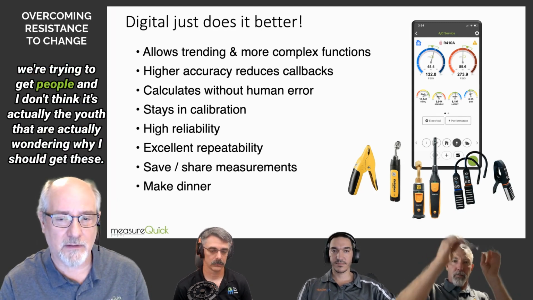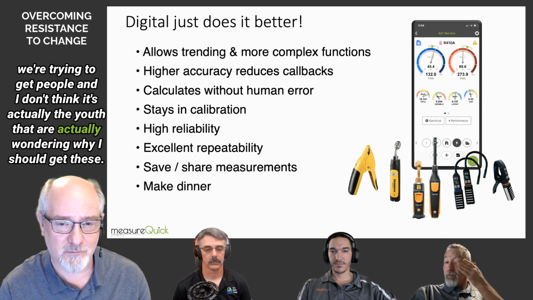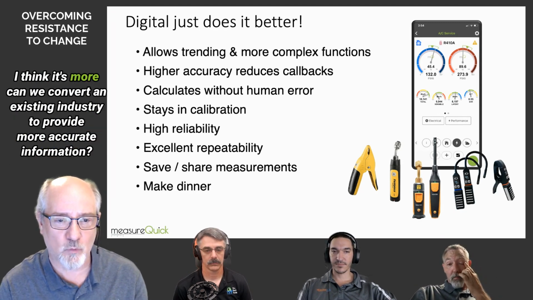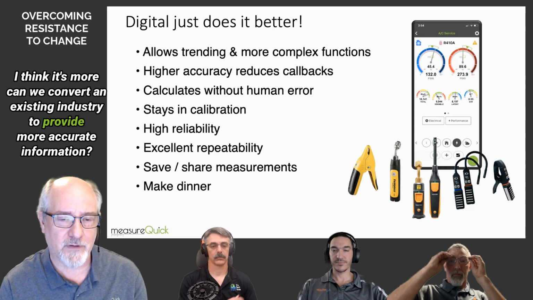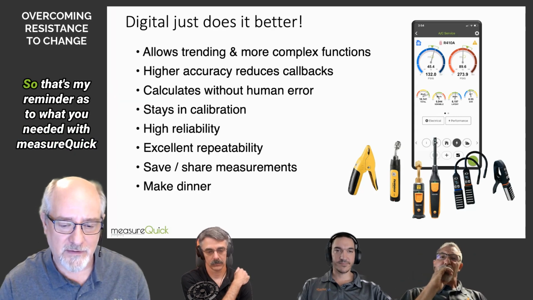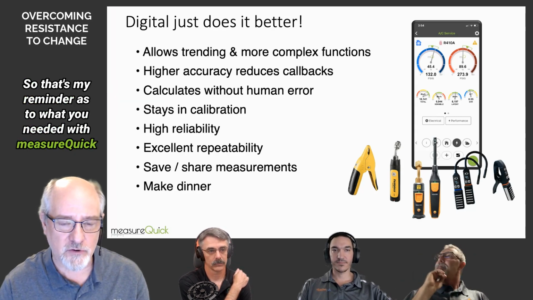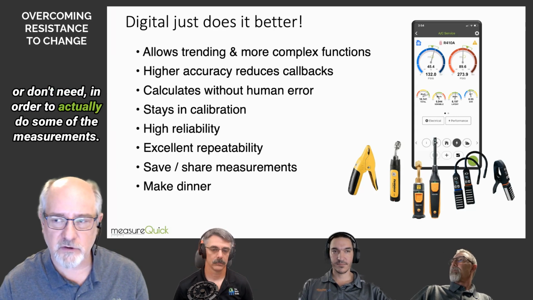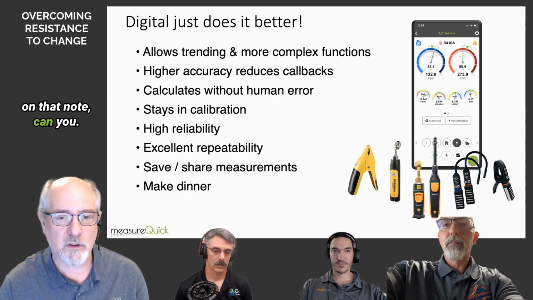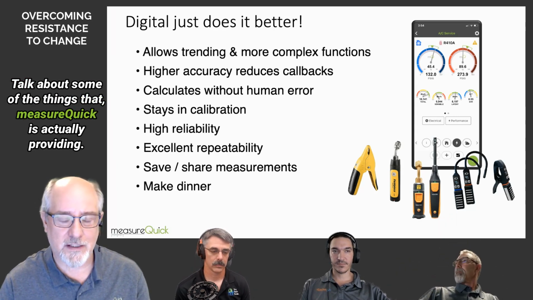We're trying to get people, and I don't think it's actually the youth wondering why they should get these. I think it's more, can we convert an existing industry to provide more accurate information? So that's my reminder as to what you need with measureQuick, or don't need, in order to do some of the measurements. On that note, can you talk about some of the things that TruTech is actually providing?